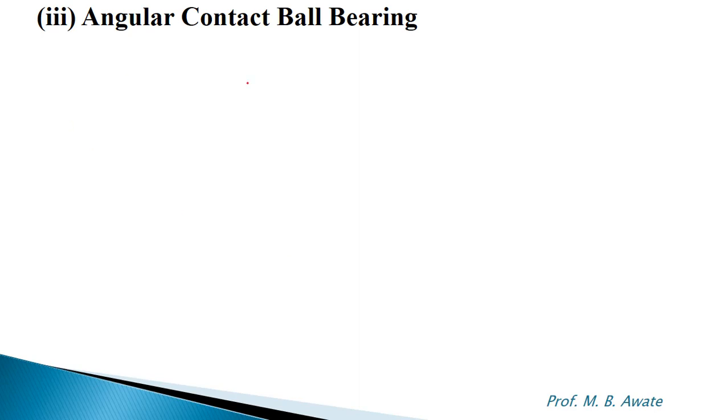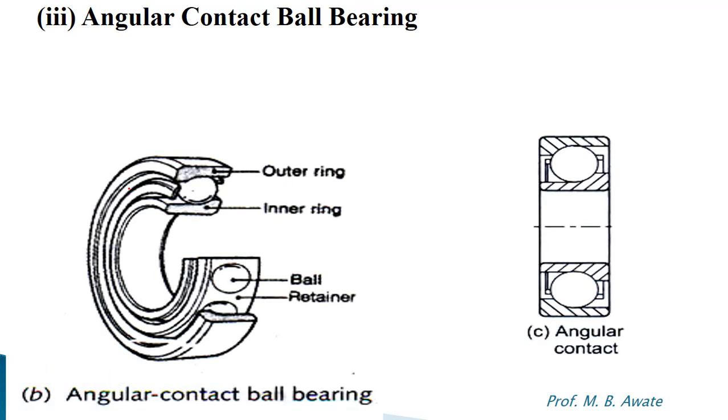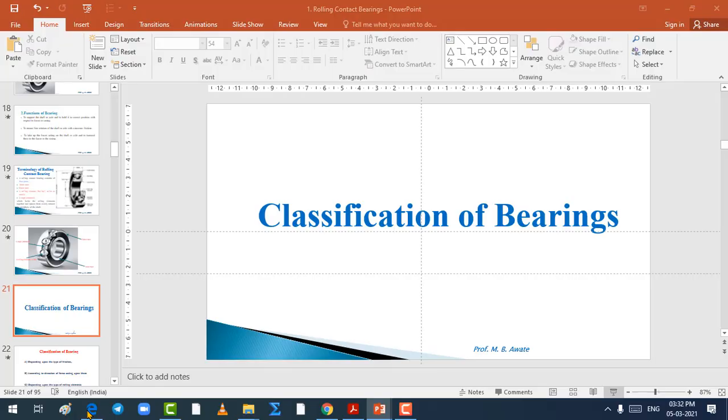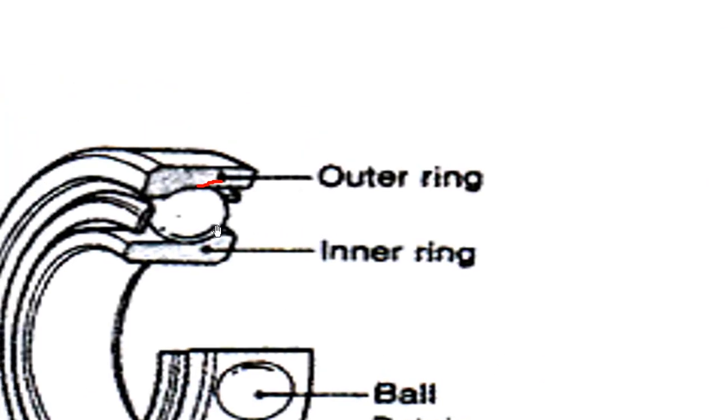Third type is angular contact bearing. So what is that? We will see now angular contact bearing. So again, in case of angular contact bearing, if you will see, the profile of inner race and outer race are having some specific profile. You can see here, this is the profile of inner race and outer race. Also you can see here.